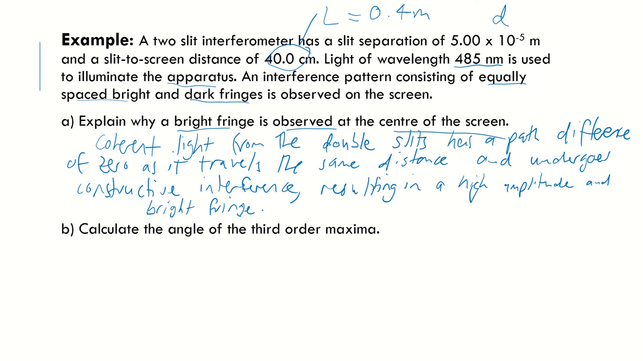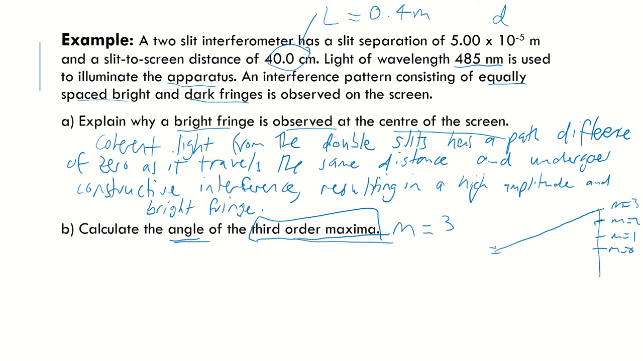So calculate the angle of the third order maxima. So what do we have? Third order maxima is m. So basically we're trying to find the angle. Okay, so if we have our double slits, we have our screen, we want not the one in the middle, that's m equals 0, then m equals 1, m equals 2, m equals 3. We want the angle from the center of the slits to the center of our bright band here. So that's the angle we want.